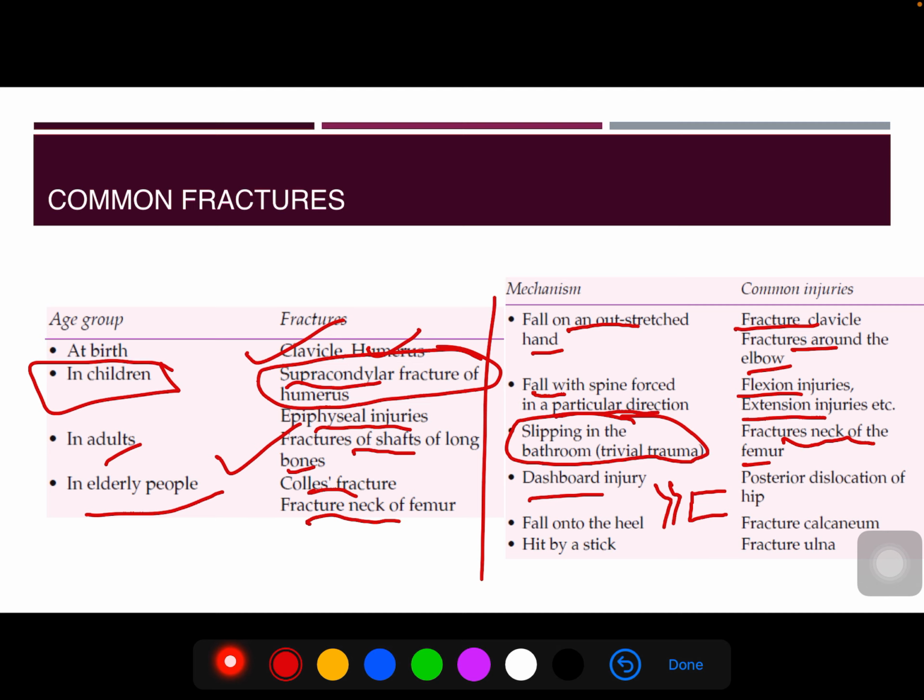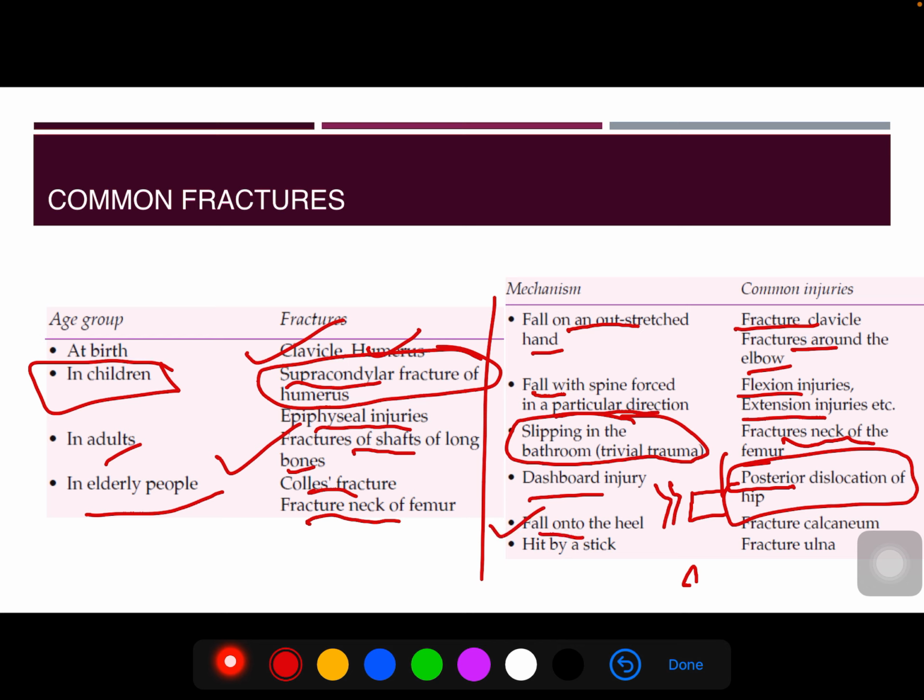Dashboard injury means, if there is an accident in the car, then the person who is sitting and driving the vehicle, the knee will collide with the front part of the car, and then there will be a dislocation, a posterior dislocation of the hip. So in the dashboard injury, the most common is posterior dislocation of the hip.